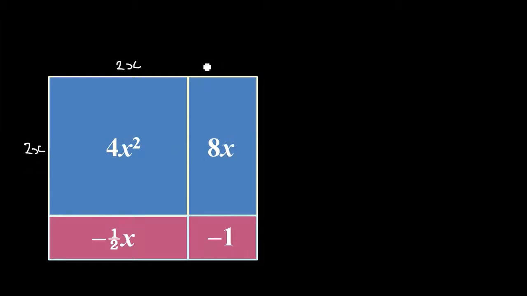8x divided by 2x will give us plus 4. So 4 times 2x gives us the 8x term here. And now, if I look at my minus 1 divided by 4, that will give us minus a quarter. And just to check that this term is correct, 2x times minus a quarter is minus a half x. Okay, so the two binomials, the factored form of 4x squared plus 8x minus 1 minus a half x, would be 2x plus 4 and 2x minus a quarter.